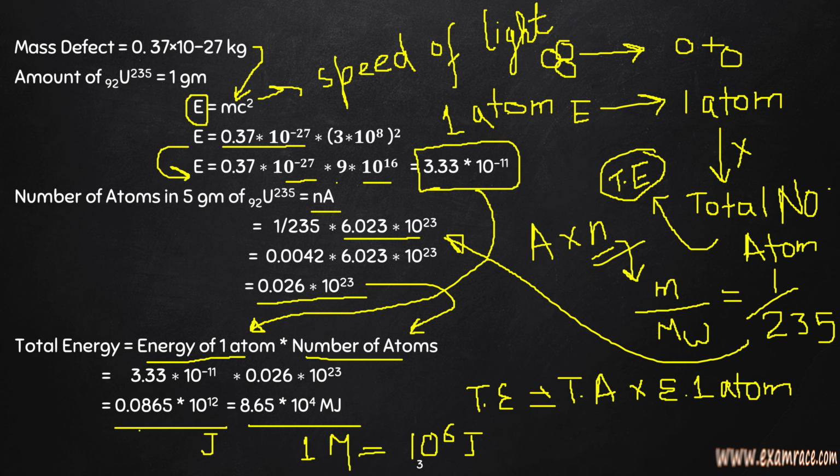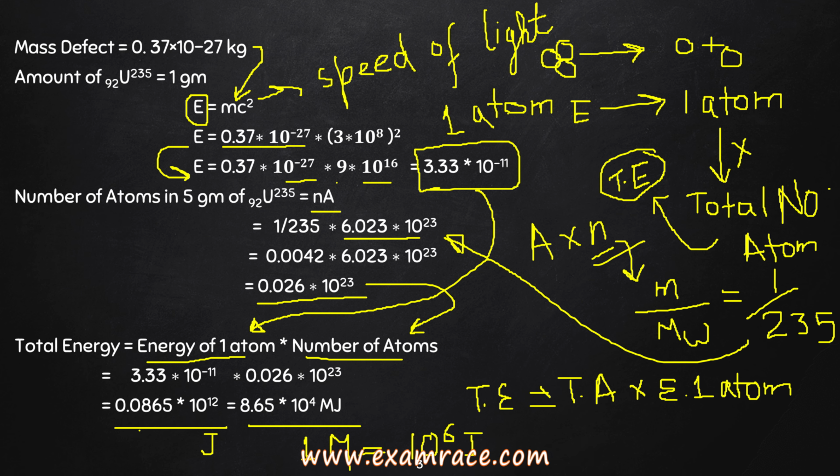What we can do in this question is solve it stepwise. That is, in the first step we calculate the amount of energy produced from one atom, and in the second step we calculate the number of atoms, and then by multiplying the number of atoms and the energy produced by one atom, you can get the total energy. We'll see another approach to a similar question that was asked in a previous year question of NTA NET.